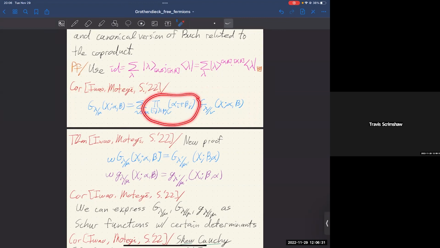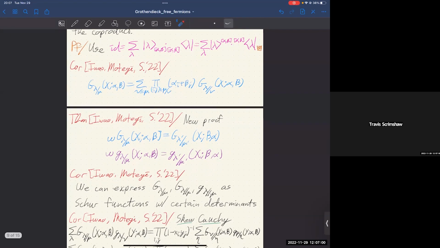And basically we remove inner corners, but at the cost of multiplying by an alpha plus beta corresponding to the index of that corner. And this is a refinement of what Buch had, and a canonical version.